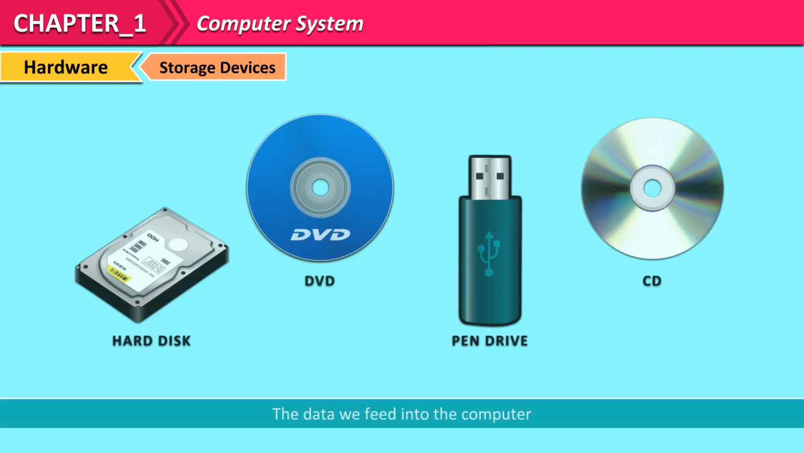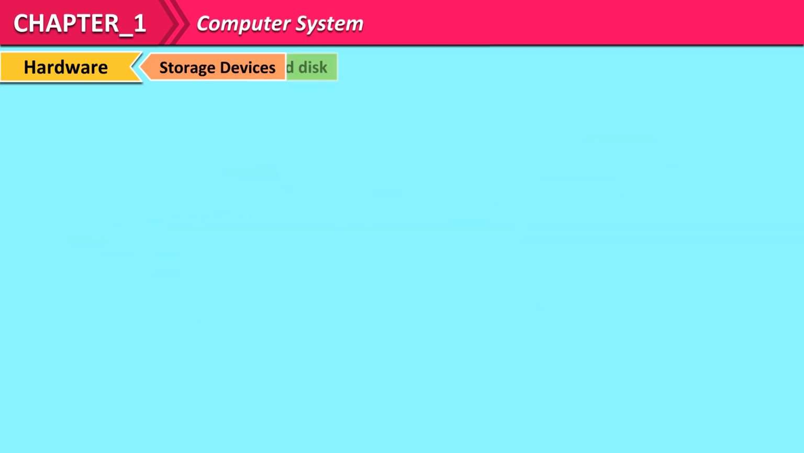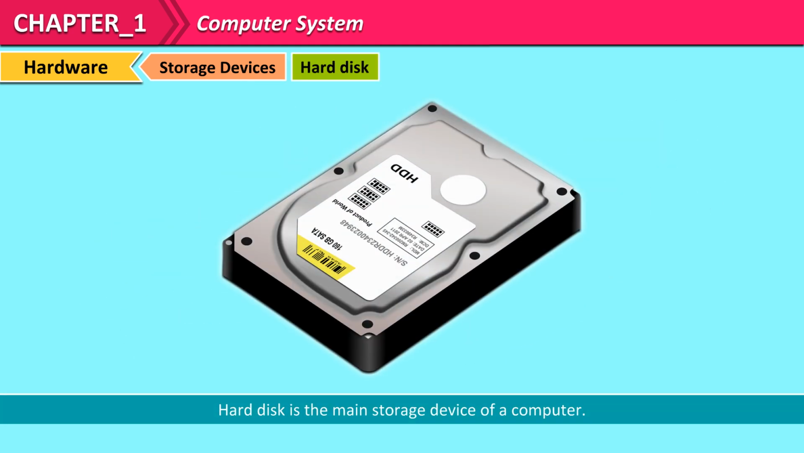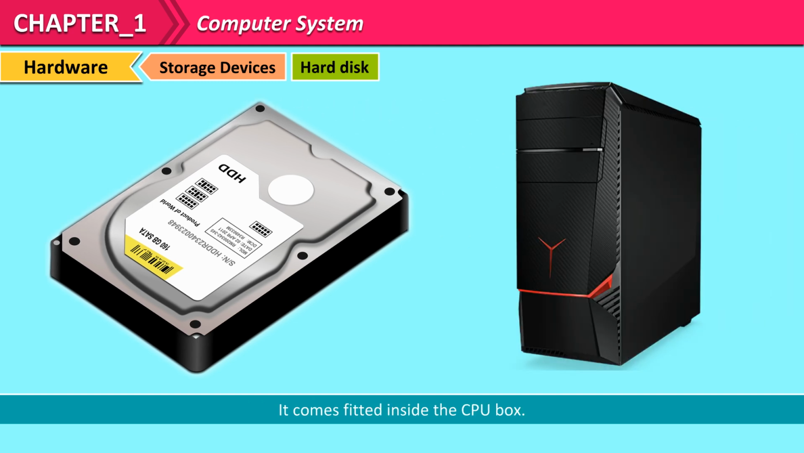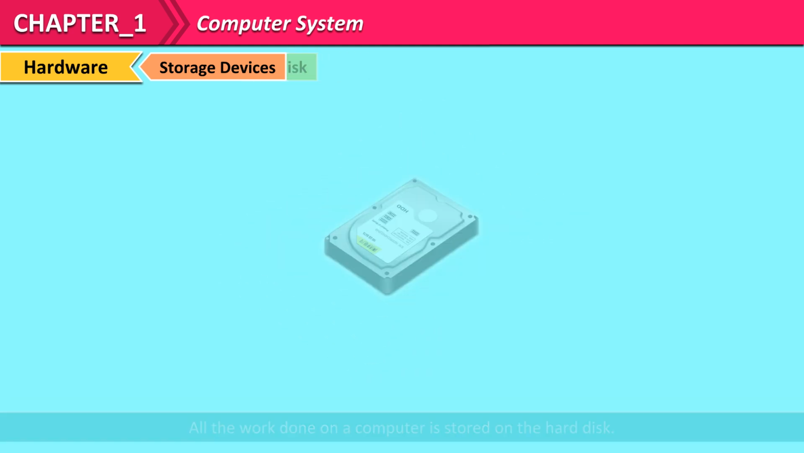Storage devices. The data we feed into the computer and the information generated can be stored on the computer for future use. Storage devices store information saved on a computer. They can be internal or external. Hard disk. Hard disk is the main storage device of a computer. It comes fitted inside the CPU box. It can store large amounts of data. All the work done on a computer is stored on the hard disk.